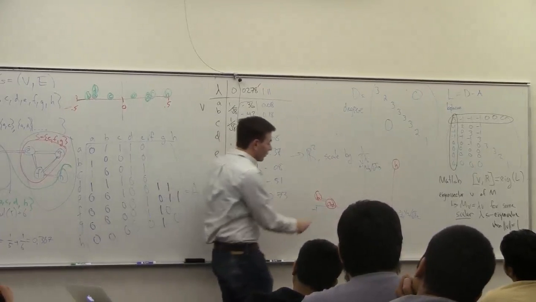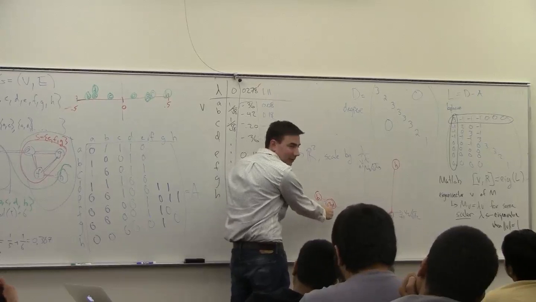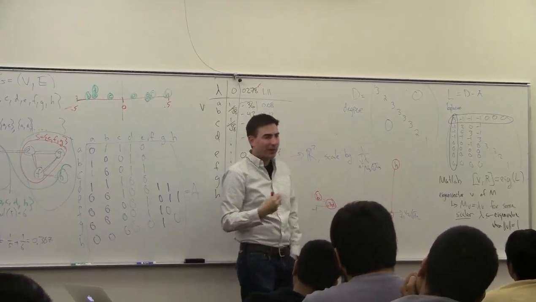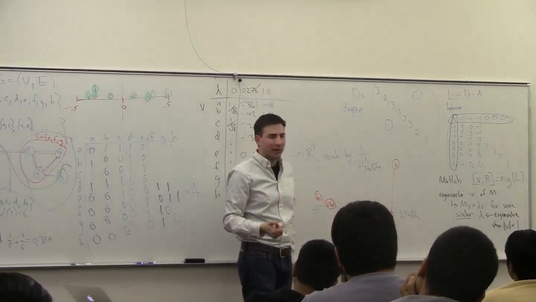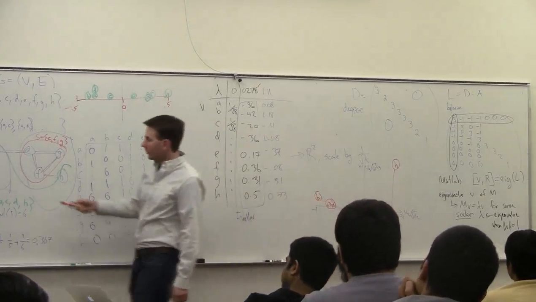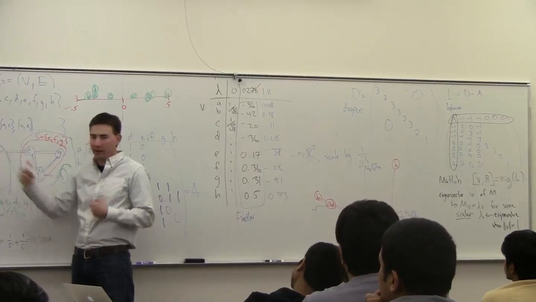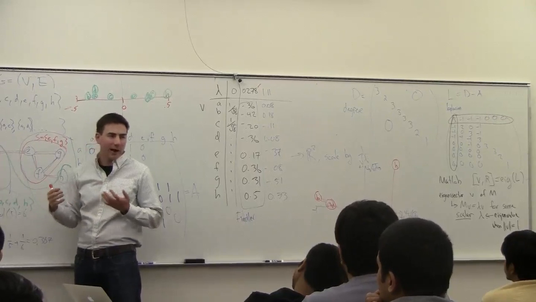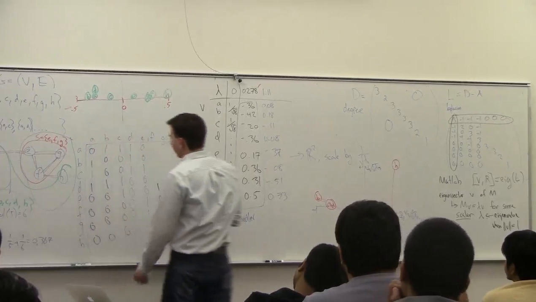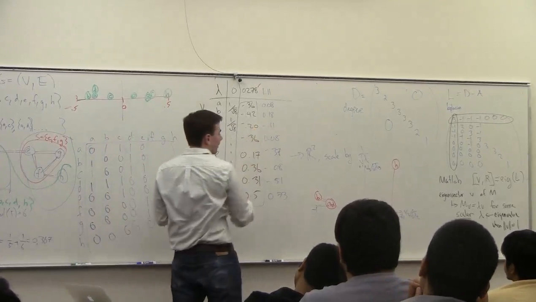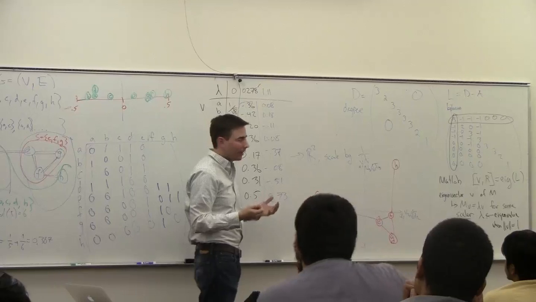Also notice A and B are in exactly the same location. Why would it put them in exactly the same spot? Well, if you look at the graph, there's really no difference between A and B. If I could switch them, they'd have all the same edges. They really interact the same way. So the first few eigenvectors have no way of distinguishing them.